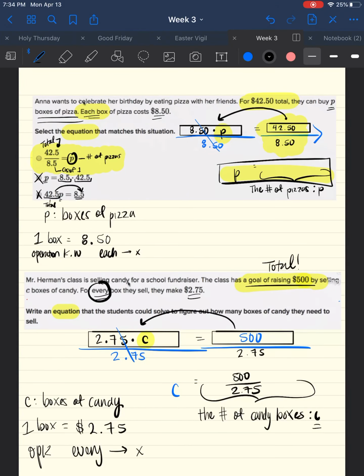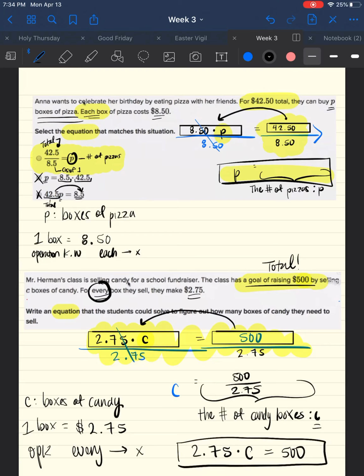And so now the equation that you would use to find out how many boxes they need to sell would be the one that we came up with above, which is 2.75 multiplied by the candy boxes has to equal $500. This is my equation right here, once I followed the structure of building an equation.